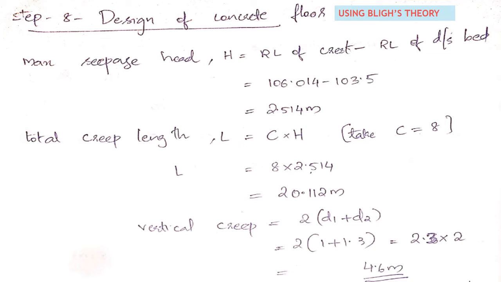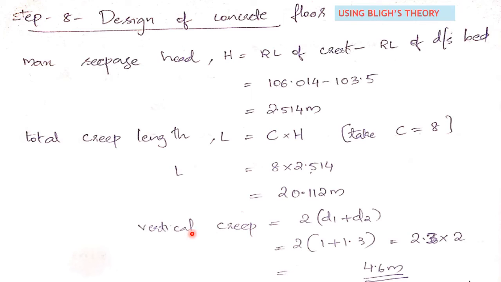Next is the same step 8, design of concrete floor using Bligh's theory. For the exam you can use either Khosla's theory or Bligh's theory, or use the method specified in the question. Here maximum seepage head H is equal to RL of crest minus RL of downstream bed, that is equal to 2.514, we have found out in the previous step. Now in Bligh's theory we use the creep length, hence total creep length L is equal to C into H, where C is the Bligh's coefficient that will be given in the question, or else you can assume the value of C as 8. So total creep length L is equal to 20.112.